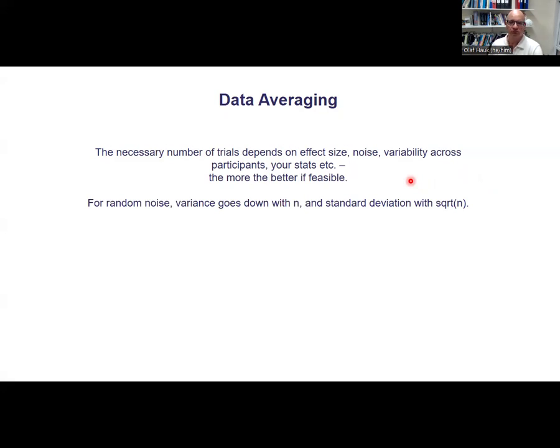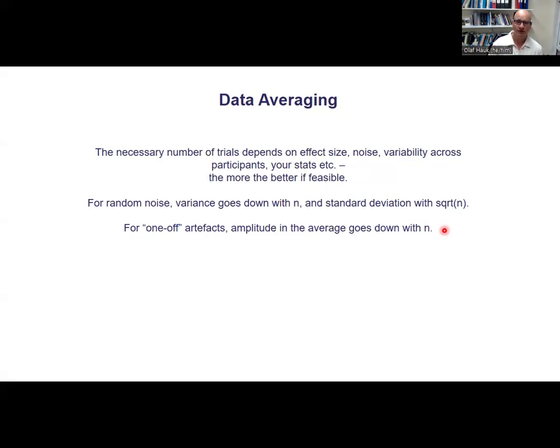Just a few principles here. For random noise, variance goes down with n, and the standard deviation goes down with the square root of n. That means the more stimuli you have, the less benefit you get from adding just a few more. If you only have 10 stimuli and you add 10 more, then you have improved data quality quite a lot, because you basically halve the variance. If you have 500 stimuli and you add 10 more, that's not of very much value. So if you can increase your number of stimuli, especially for those conditions that don't have many trials, that will get you the most benefit.